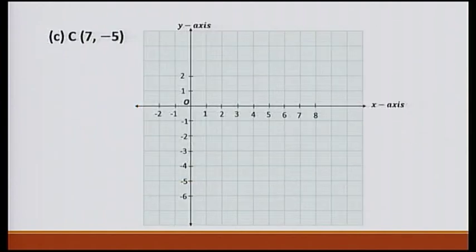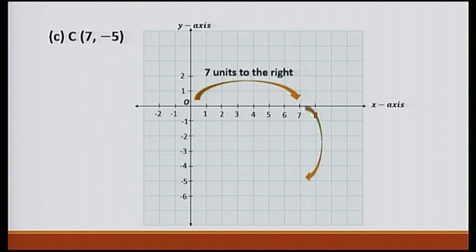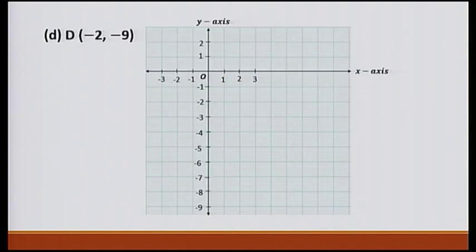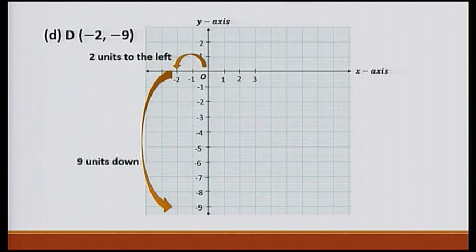Part C. (7, -5). 7 units to the right, 5 units down. And this is the point C. Part D. We need to plot (-2, -9). 2 units to the left, 9 units down, and this is the point D.